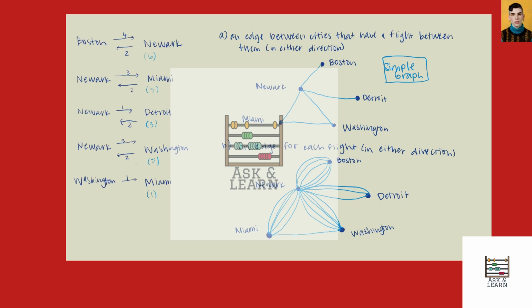So when we're looking to identify this, we have an undirected graph, but this time we have multiple edges between the vertices. We still don't have any loops, and so this one is called a multigraph.